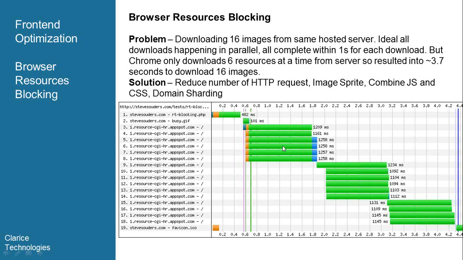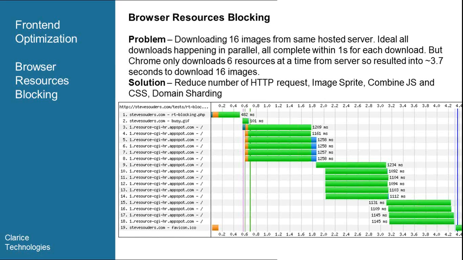So because of these limitations, we should reduce HTTP requests, we should use image sprites, we should combine JS, we should combine CSS, we should use domain threading. This limit of 6 connections per server is a domain-specific limitation. If we thread domains, then we can have a few more connections, but again there is a limitation: we can have 6 connections per domain, not unlimited connections.